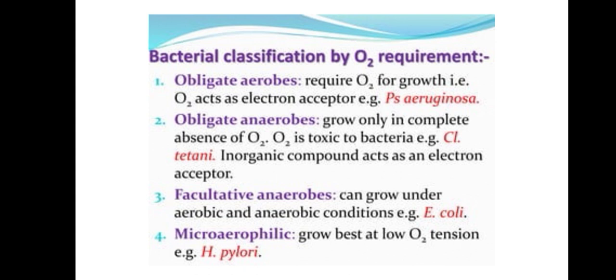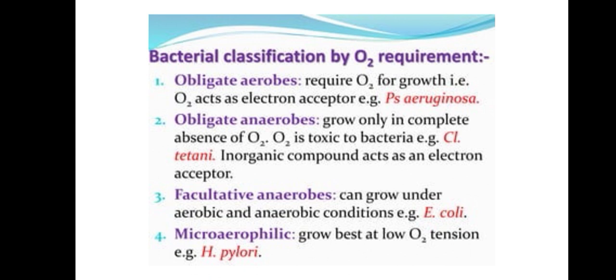So the bacterial classification is based on the oxygen requirement. There are four major types of classification. One is obligate aerobe. They require oxygen for their growth, and they utilize oxygen as an electron acceptor. An example of this type of microbe is Pseudomonas aeruginosa.